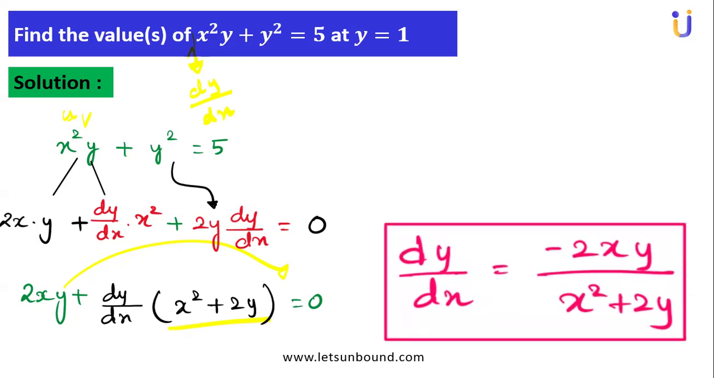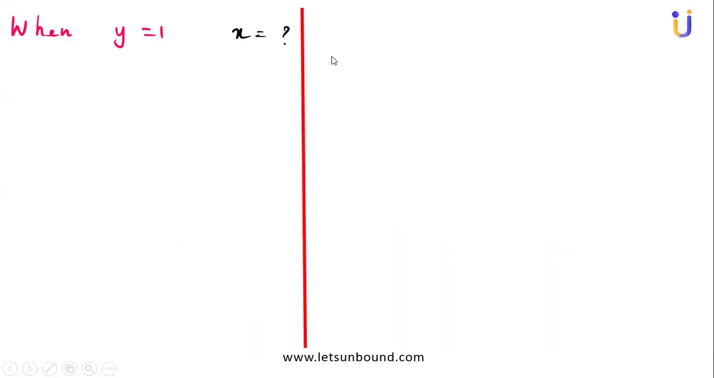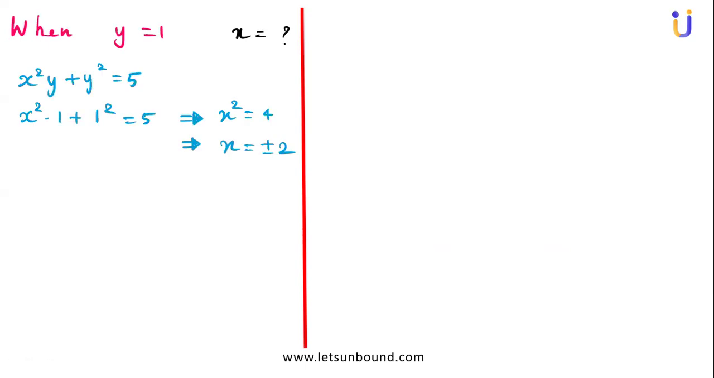Now, actually in this case, we need to find the values of dy by dx when y is 1. Okay, I can plug in y is equal to 1, right? But wait a minute. We can plug in y equal to 1, but what is x? So let's find x. It's simple. You just plug into this equation. When y is 1, what is x? You have an equation which has x and y together, plug in y. You just simplify and you get x square equal 4. x is equal to plus or minus 2.